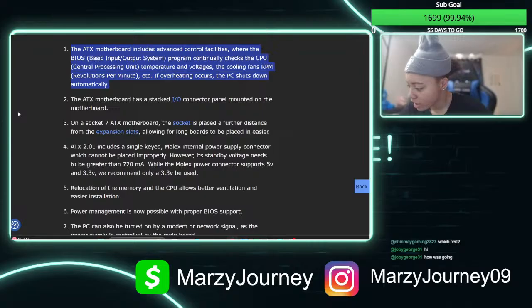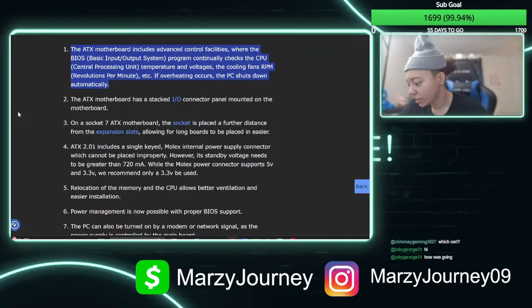Advantages. So I guess I'm gonna write that down. I'm trying to take down some notes for different types of motherboards and why you'd probably want to choose one over the other one. And so ATX is the first one to go. So an ATX motherboard includes advanced control facilities.